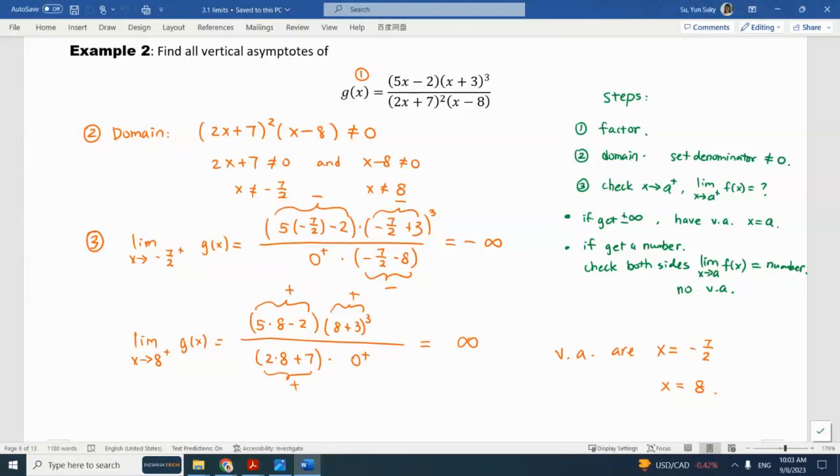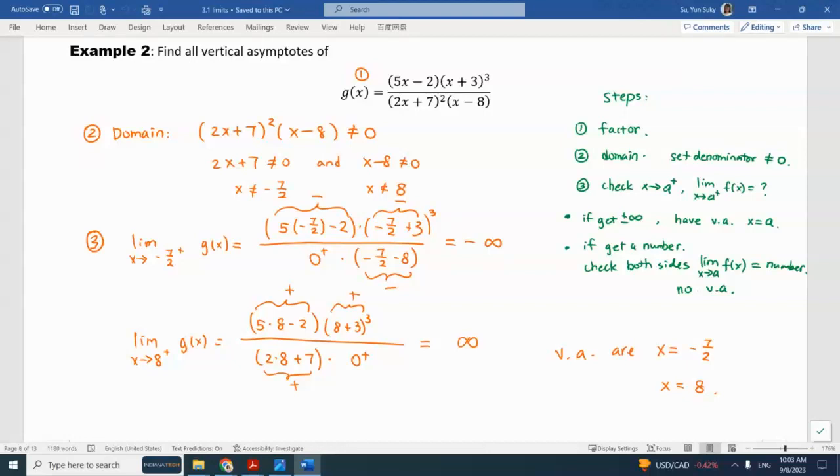Right, everybody? And then the next step, for each of the numbers you find in step 2, you let x go to that number from the right. So in this case, we have those two numbers. We let x go to this number from the right. Then the corresponding factor will go to 0 plus. Is that okay, everybody?